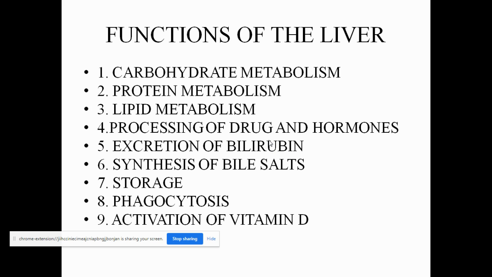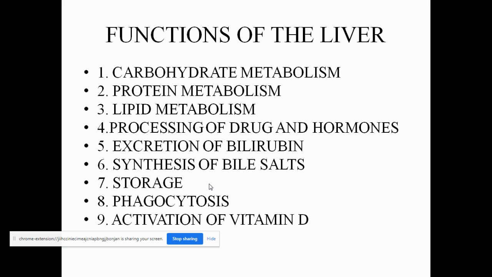Next is the storage. The seventh function is the storage function. What is stored? The hepatic portal vein brings all the absorbed nutrients from the system, which contain vitamins and minerals. The vitamins and minerals are stored by the liver and released whenever necessary. Initially the hepatic portal system brings all the absorbed nutrients first to the liver, and then it flows to the other parts of the body. Here, the storage of vitamins A, D, E, K, and B12 cyanocobalamin takes place in the liver, and later on it will be released whenever it is necessary.